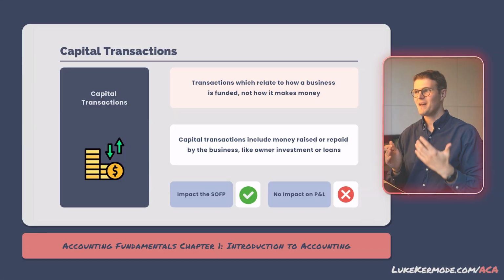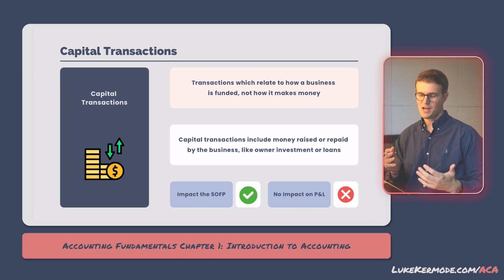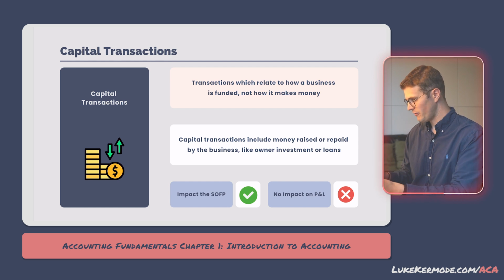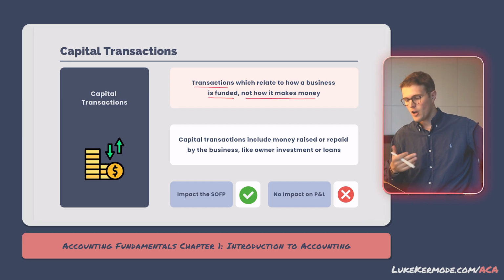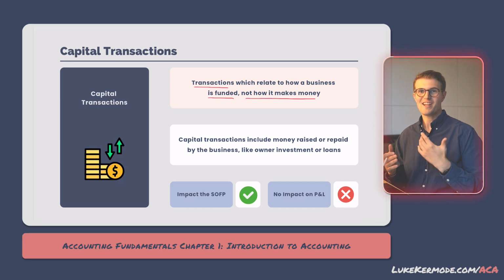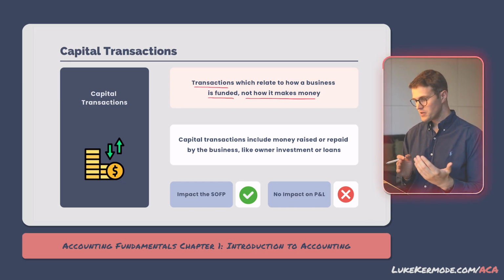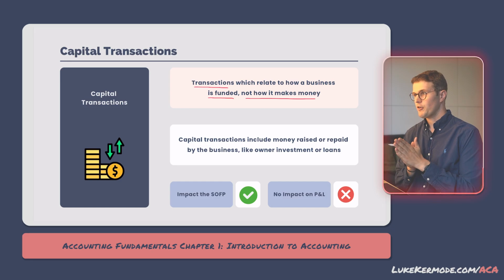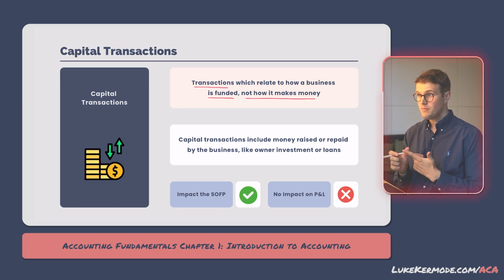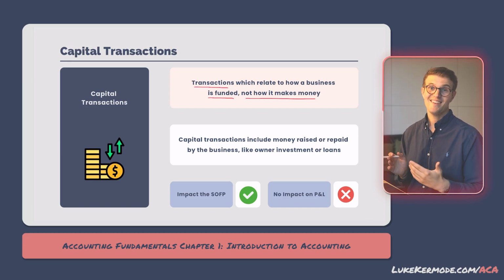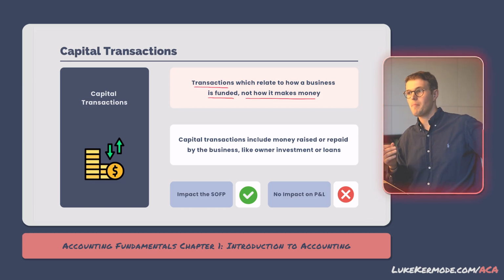So alongside the income and expenses from trading activities, businesses are also involved in what we refer to as capital transactions. These are financing activities, transactions which relate to how the business is funded, not related to how it makes money and earns profits. So common examples of capital transactions include raising additional funds from the owner or shareholders by issuing new shares, so increasing the company's share capital, taking out a loan, so borrowing money from a bank or another lender, repaying a loan, so reducing the amount owed to lenders by paying off existing debts.